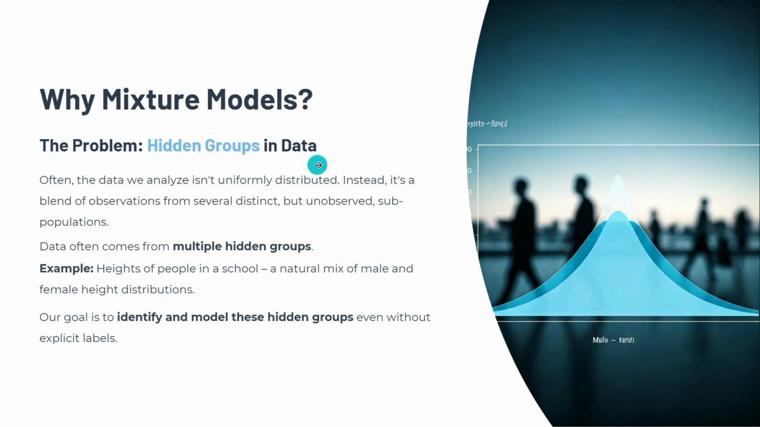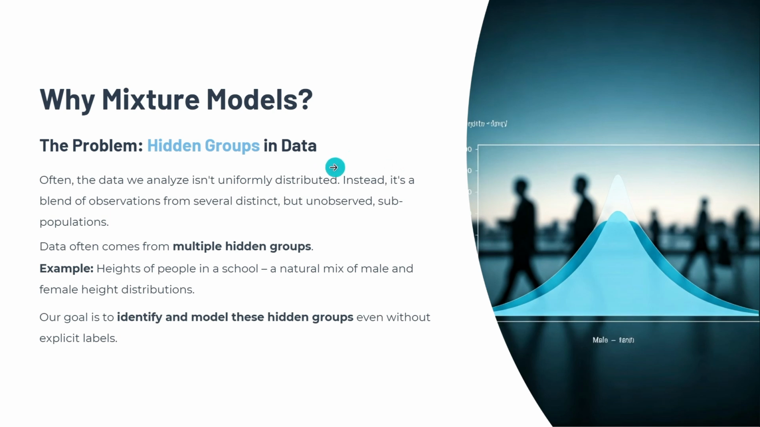So yeah, why do we need mixture models? Imagine you're the principal of a school and you plot the heights of all your students. The chart doesn't look like one smooth hill, right? Instead, it has bumps. Now, without me telling you anything else, what could those two bumps represent? Maybe one for boys and one for girls, right?